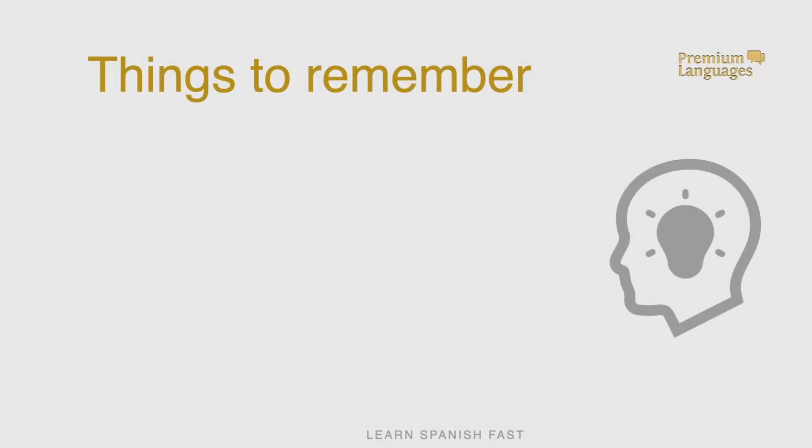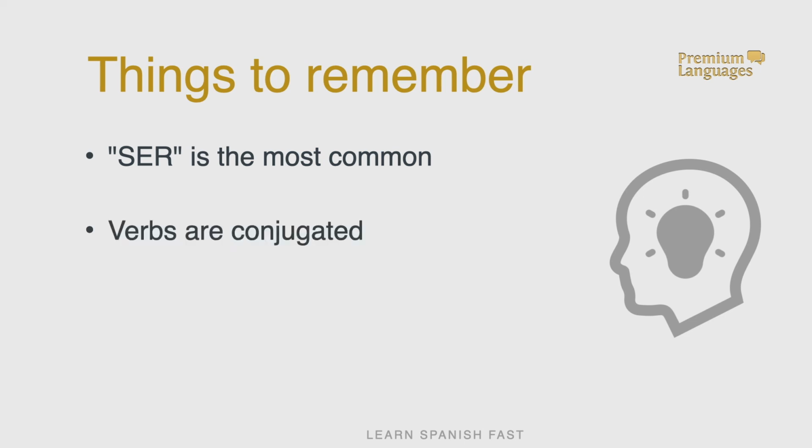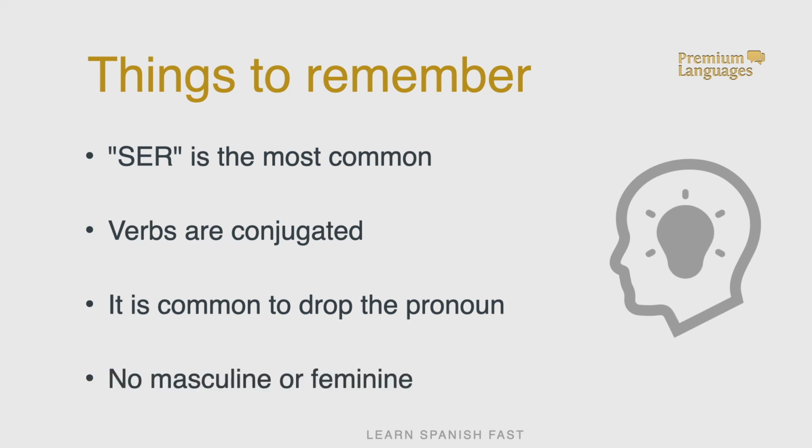The things to remember from this unit are that ser is the most common verb and the most useful in the language. Verbs are conjugated. It means that you would change the verb depending on the person or the pronoun, if you prefer. It is very common to drop the pronoun and use only the verb. And finally, remember there is no masculine or feminine when we talk about verbs.